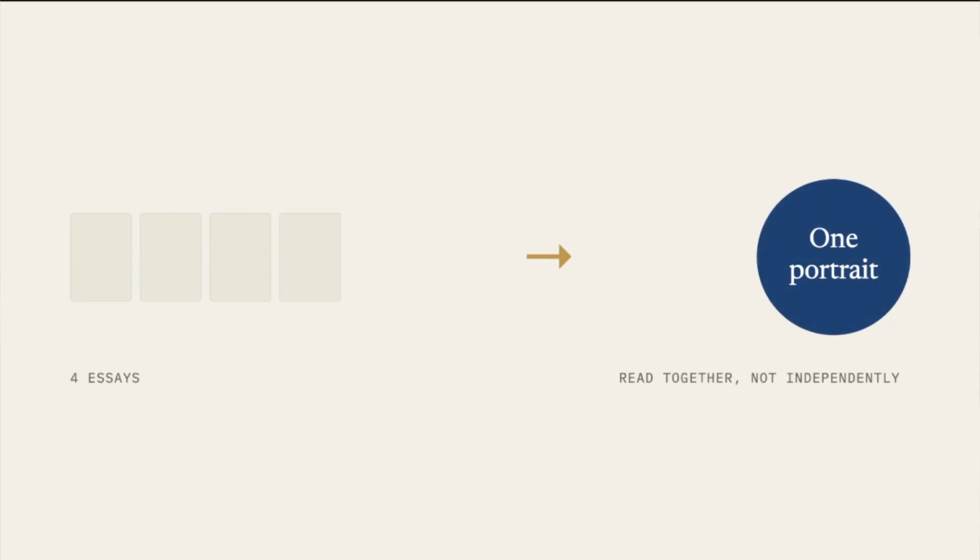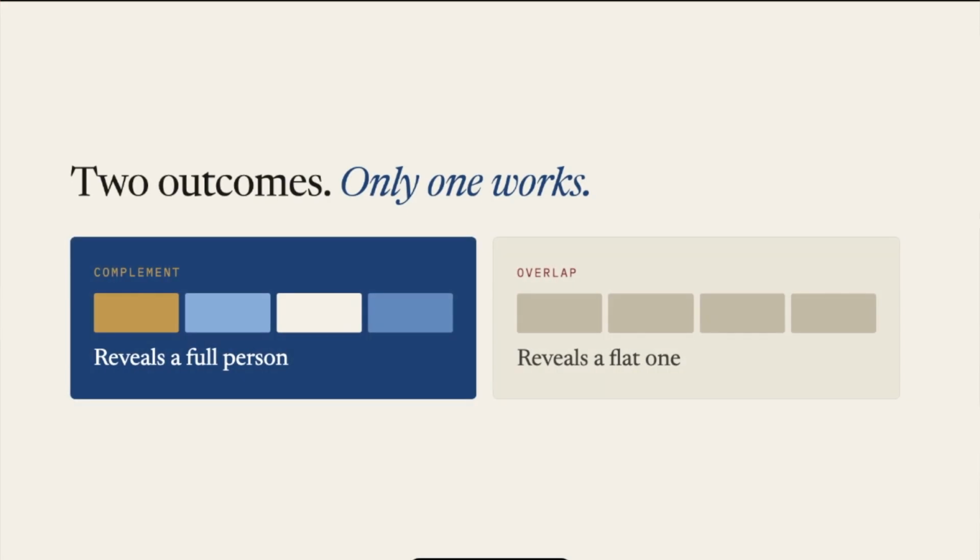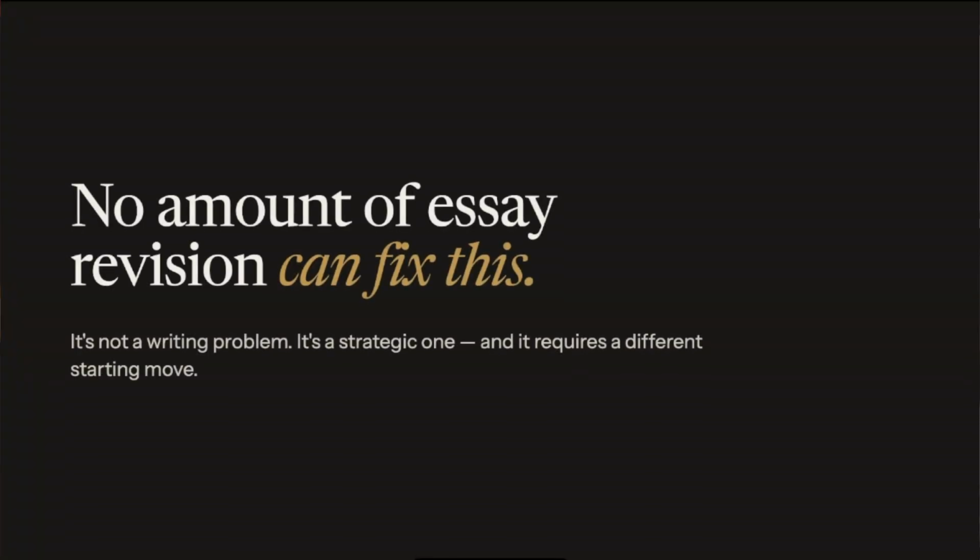UC readers do not evaluate the 4 PIQs independently. They read them together as one integrated portrait of the applicant. The 4 responses either complement each other and reveal a full person, or they overlap and reveal a flat one. The robotics student had 4 strong essays and a flat portrait. That's a strategic problem that no amount of essay revision can fix.